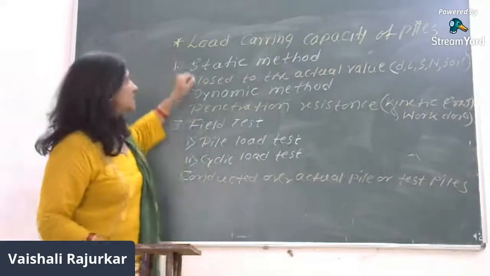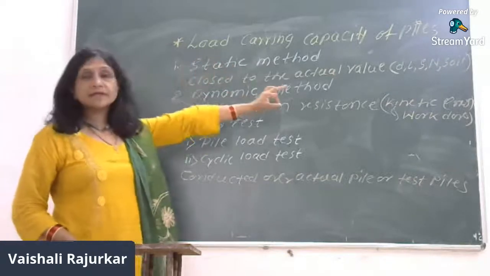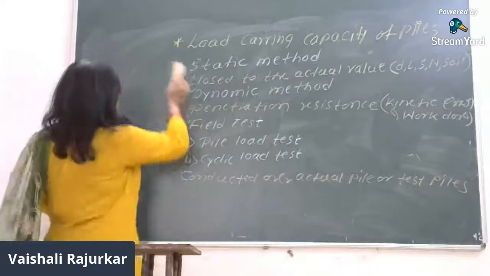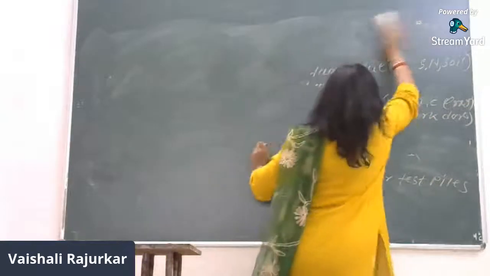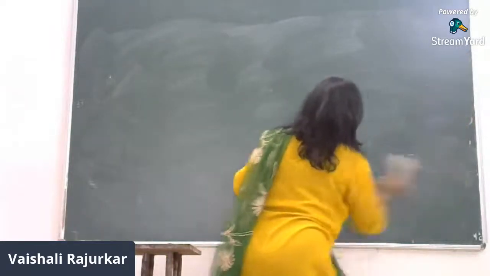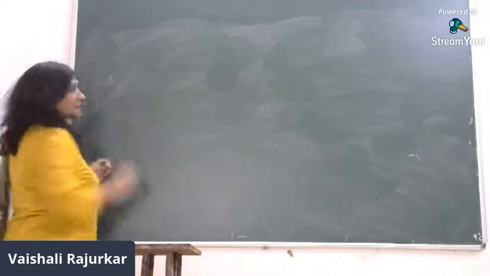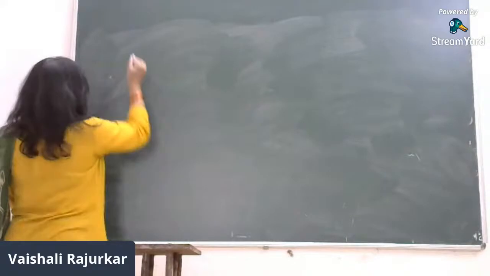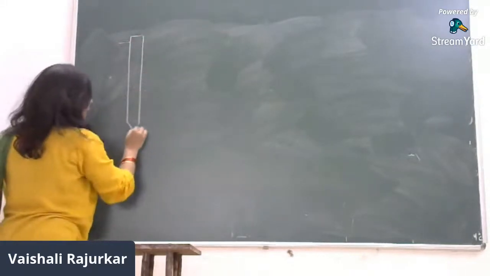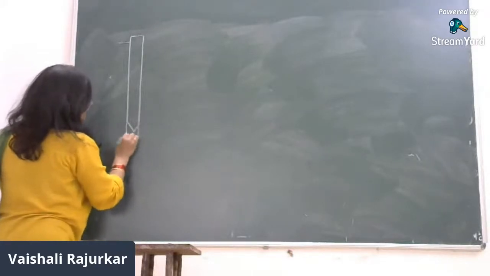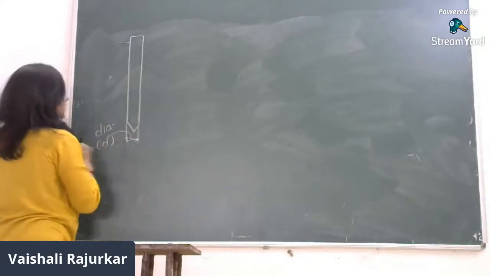So today we will discuss first the static method. Now what is the static method? What are the different parameters that we are taking into consideration, that we will discuss. So basically, here we will consider a single pile. The single pile, where D is the diameter of the pile. Here, the diameter of the pile is assumed to be D.